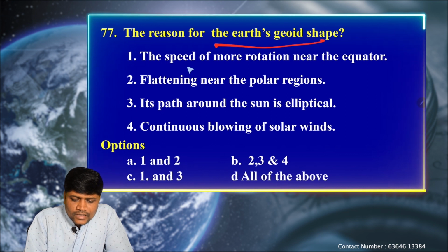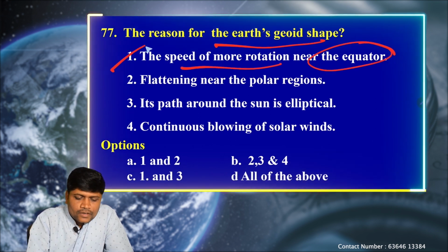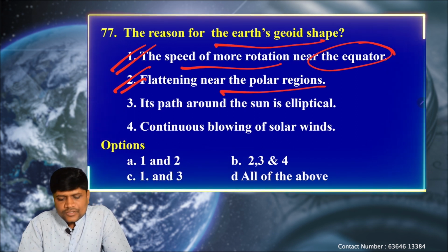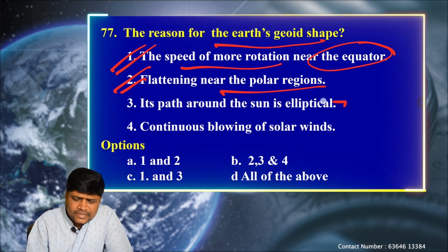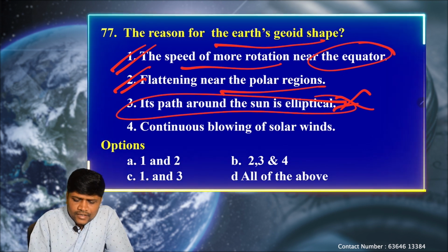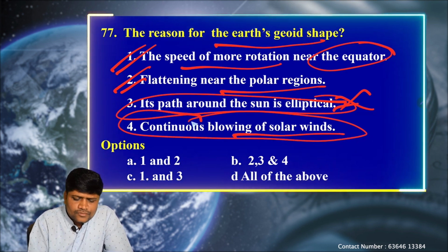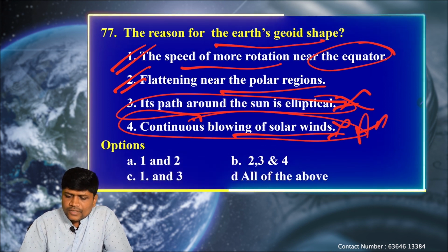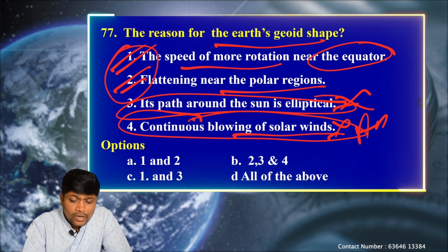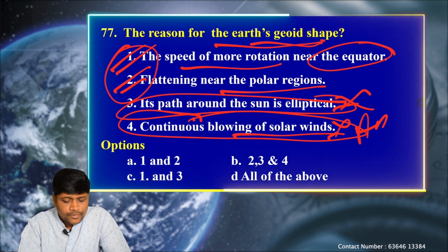So, the reasons are the speed of more rotation near the equator. This statement is correct. Next, flattening near the polar region. This is also correct. Next, its path around the sun is elliptical. This has nothing to do with the geoid shape. Next, continuous blowing of the solar winds. This has to do with the auroras. It plays no role in the geoid shape of the earth. So, only options 1 and 2 are exactly related to the geoid shape of the earth.